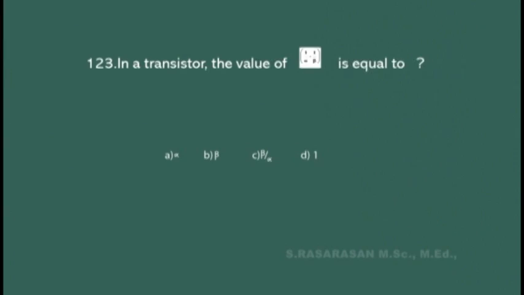Next, in a transistor the value of 1 by alpha minus 1 by beta is equal to dash.